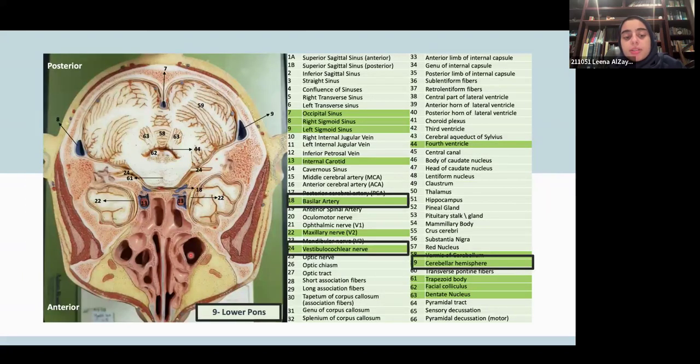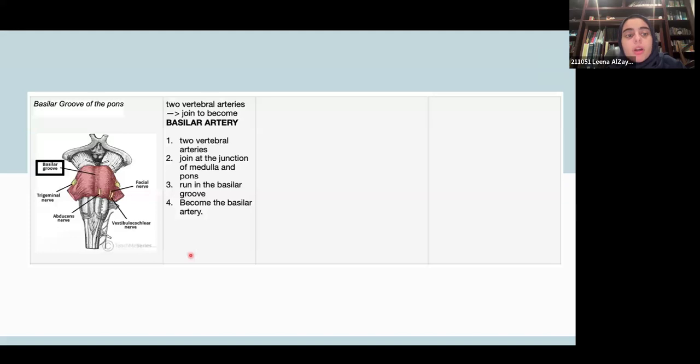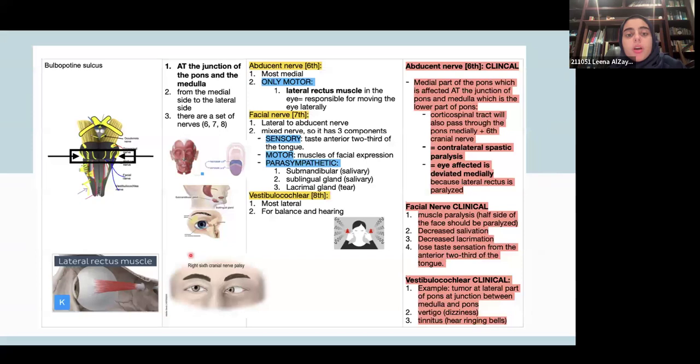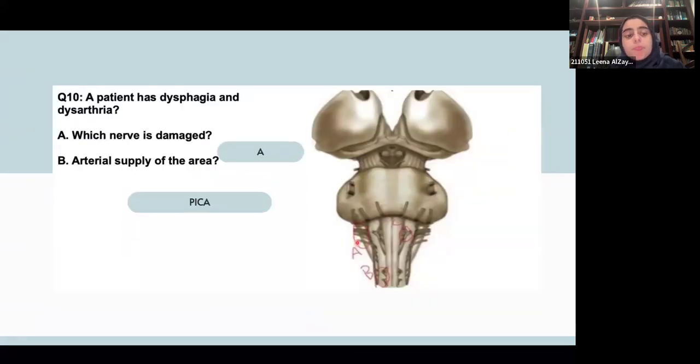And this is basically the same slide that I explained, and this is what they're asking for with all the boxes. The basilar groove being the basilar artery. The function, and then these are the nerves that come out of the bulbopontine sulcus, but specifically when we mentioned the vestibulocochlear, I just want to remind you that it's for balance and hearing. Patient is having dysphagia in this artery. Which nerve is being damaged? Specifically in the graph, and the artery supply of this area.